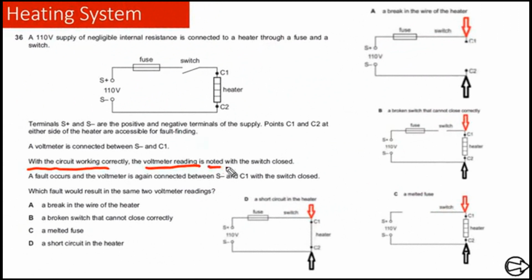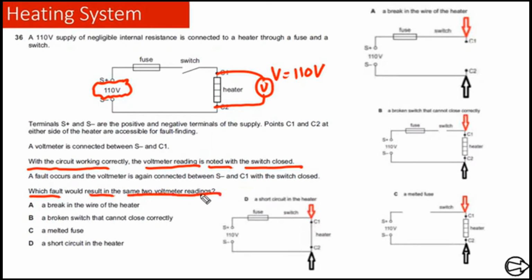The voltmeter reading is noted with the switch closed. It means our voltmeter is connected here between C1 and C2. We recorded the reading and that reading is equal to 110 volts. So this is equal to the EMF of the power supply. Now, the question is asking us which fault would result in the same two voltmeter readings. So it simply means that when there is a fault in the circuit, again we will see the potential difference across C1 and C2 equal to 110 volts.